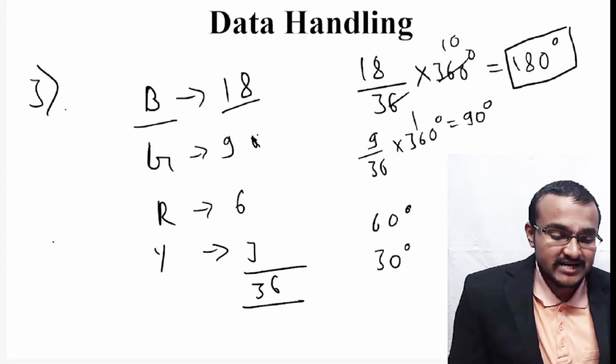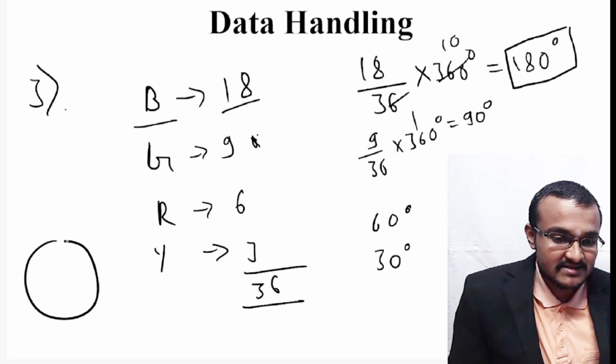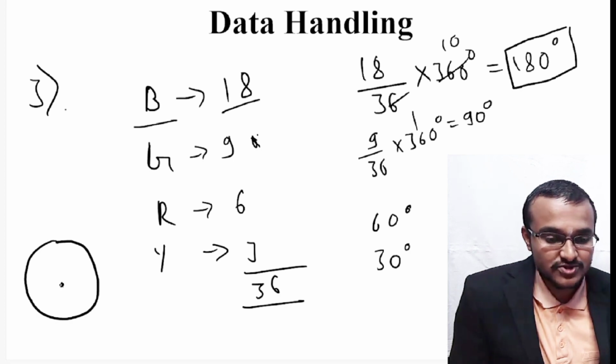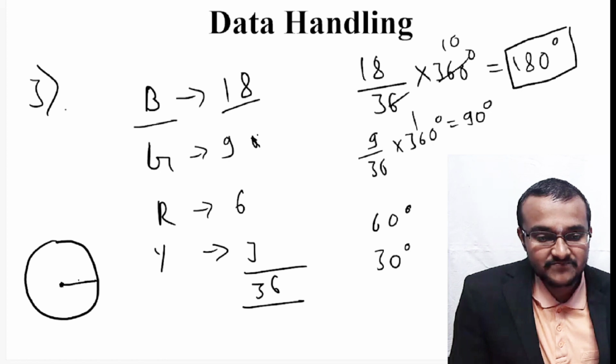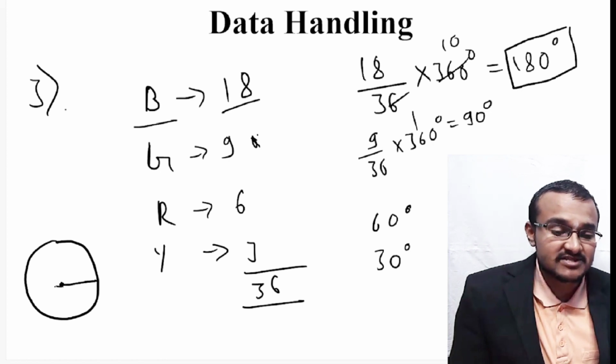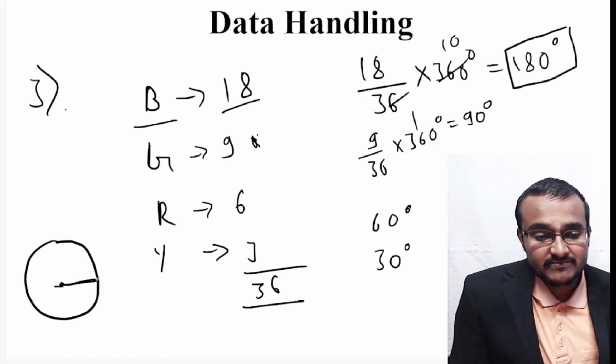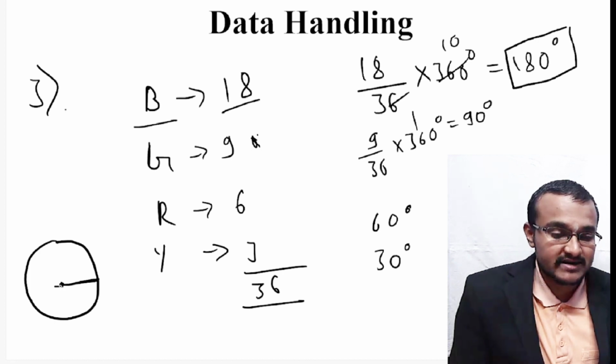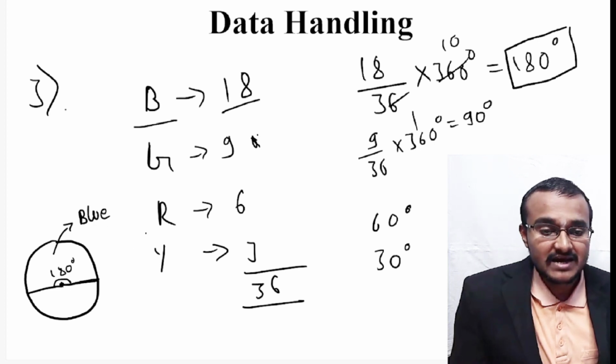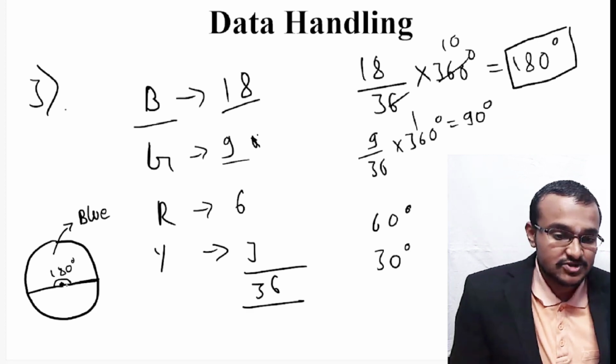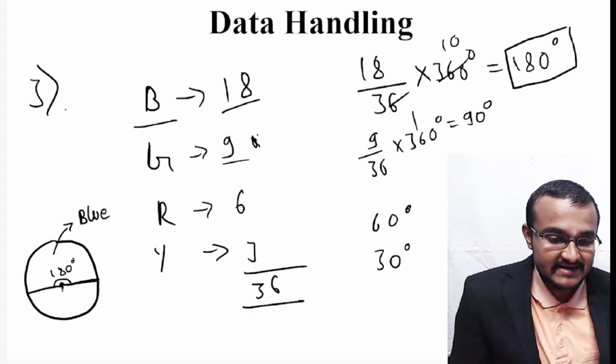So you should draw a pie chart, a circle like this. You should note the center point, draw a line, and calculate 180 degrees from this center point, keeping the protractor on this line. So this is 180 degrees. This 180 degrees will represent the people preferring blue color, and for green color, 9 people out of 36 will be preferring it. So that will be 90 degrees.